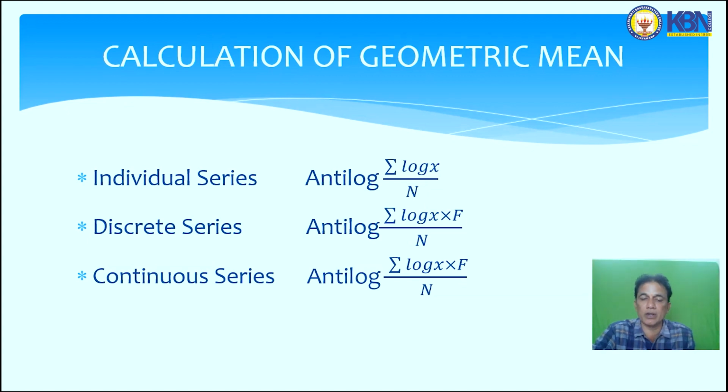Continuous series: here also we calculate the mid value of the given class interval, which is nothing but x. If it is an inclusive series, it should be converted into an exclusive series. You will get the mid values. Then we calculate the log value, multiply with frequency, and divide by n, where n means sum of the frequency.